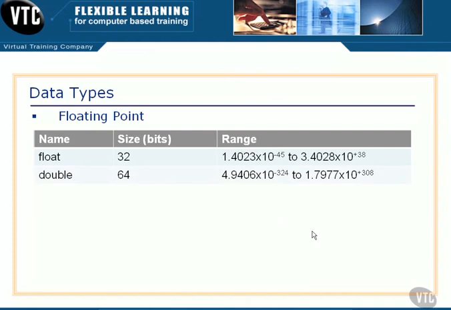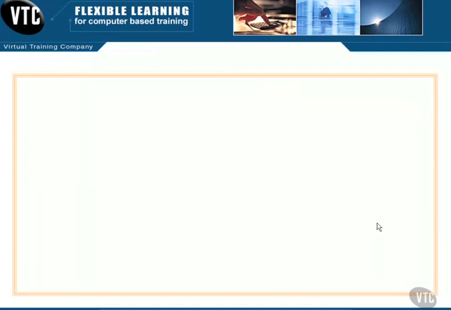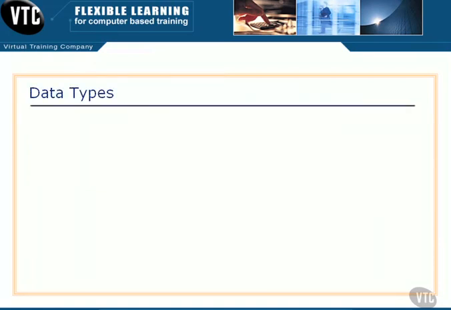The double is 64 bits in size. It goes from 4.9406 times 10 to the -324th power to 1.7977 times 10 to the 308th power. Now, how big of a number is that? And that's our two choices, float or double.